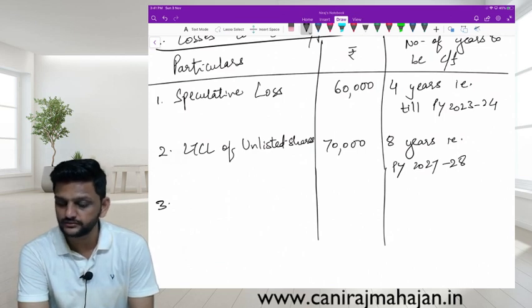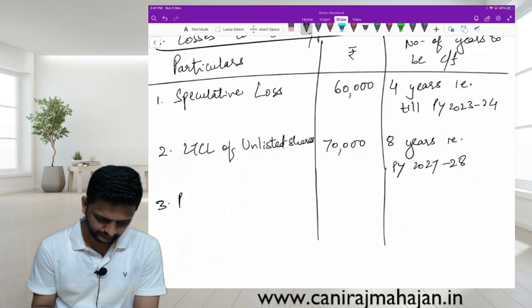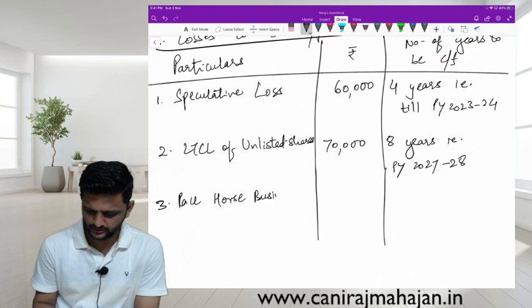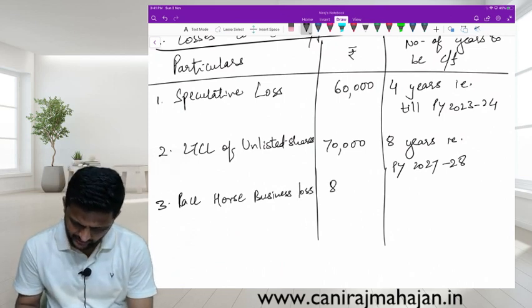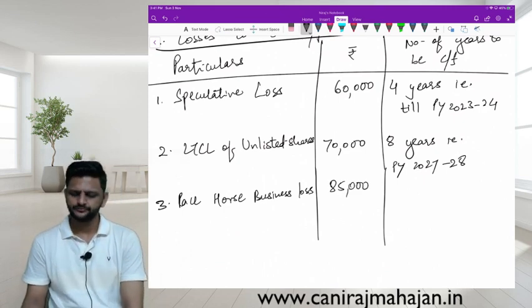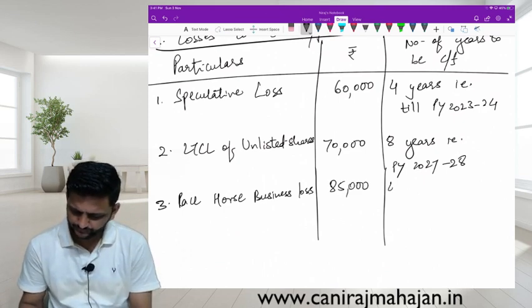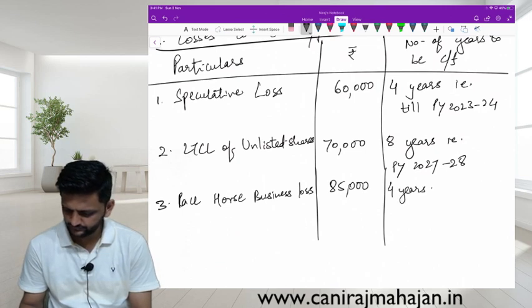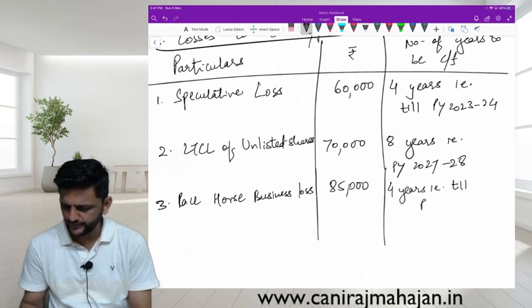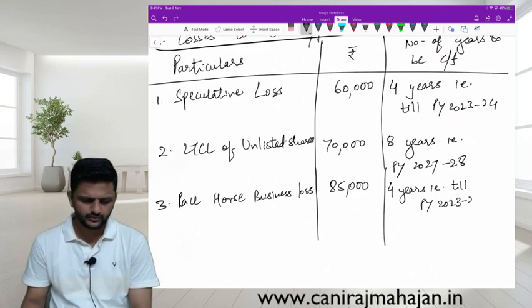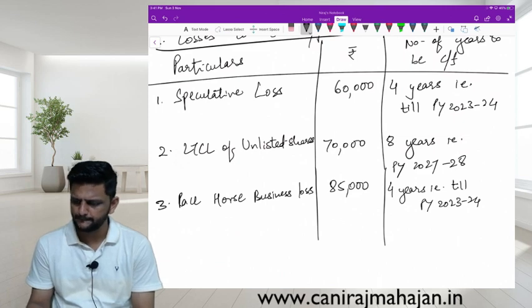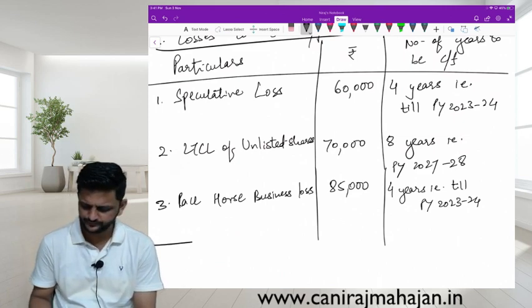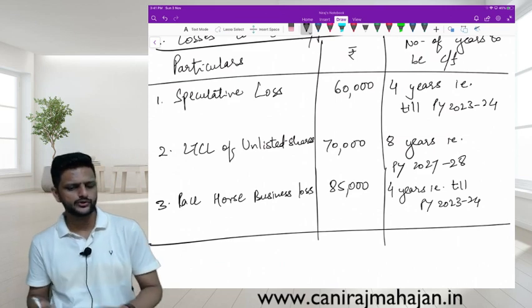Business, this racehorse, yes. We could set off only 15,000, I think, from that. So balance is this is also 4 years. PY 23, 24. Yes. And then what you had? That's it. HP loss is done. Okay, that is it. These losses will be carried forward for so and so time.